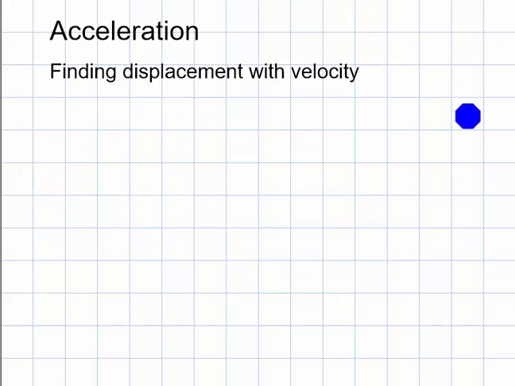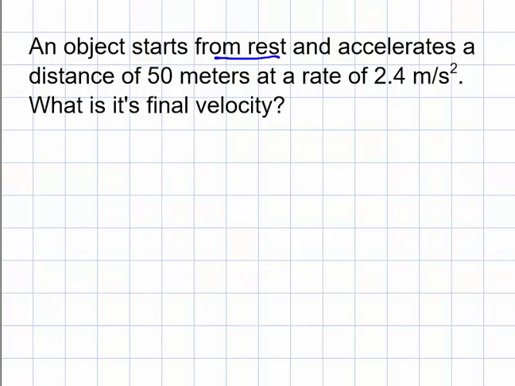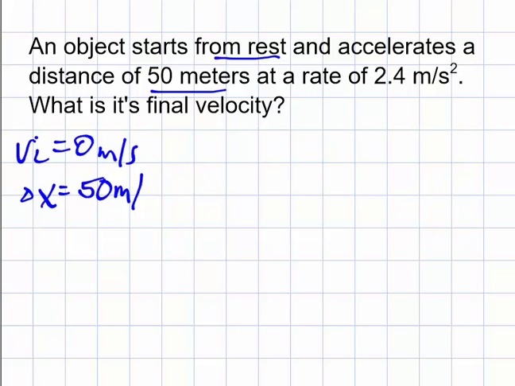So next we have finding displacement with velocity. So now I'm going to find displacement, and I'm going to use this formula to do that. Notice I have final velocity squared, initial velocity squared, I have acceleration, and now I have displacement. So what's missing? Notice that there's no time. So we're going to solve this one without time. What does that look like? Our object starts from rest, so that's an initial velocity of 0. And it accelerates a distance of 50 meters, so that's my displacement. And it's at a rate of 2.4 meters per second squared. So my acceleration is 2.4 meters per second squared.